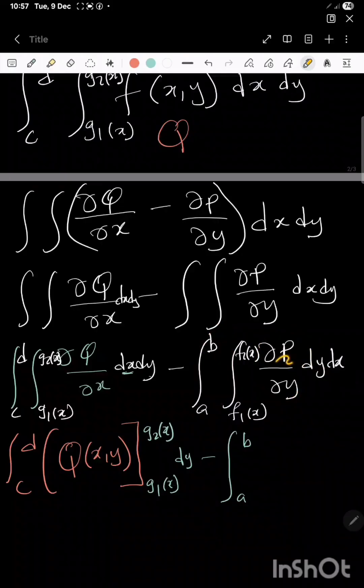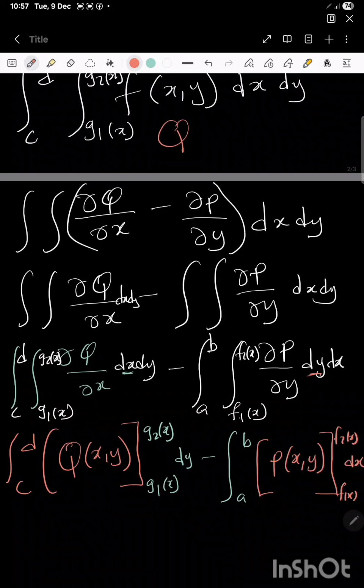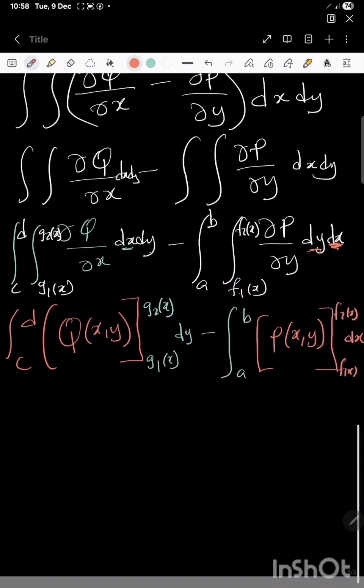Integrating with respect to y, since it's sigma p over sigma y, we are going to remain with the function p of x comma y. After integrating with respect to y, we put the limits, which are f1 of x to f2 of x, and the dx remains. Then what you are going to do now is replace your limits.